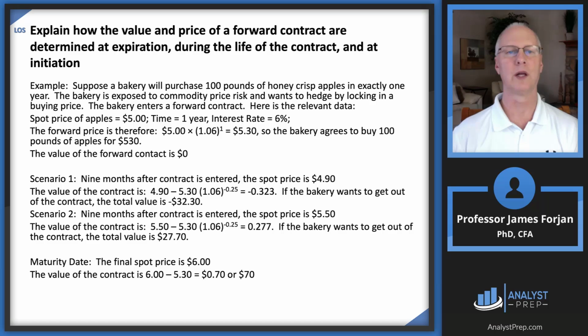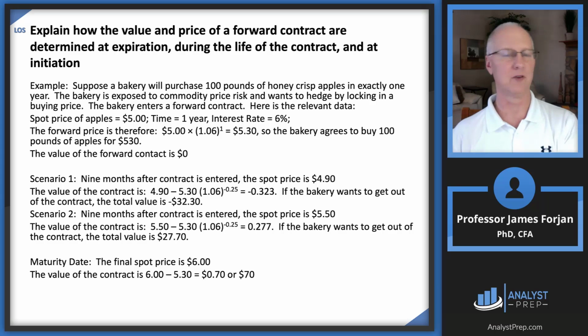So let's work through a quick example. Let's suppose that we're a bakery and we want to buy 100 pounds of Honeycrisp apples in 1 year. And so what's our risk as the bakery? Our risk is that commodity prices, in this case, the price of Honeycrisp apples, skyrockets, right? We want to make our Honeycrisp apples for the least amount of capital. Remember, positive net present value projects, all that kind of good stuff back from our corporate finance days. So what the bakery wants to do is hedge that commodity price risk by locking in a future buying price.